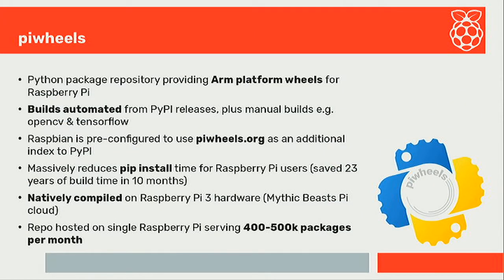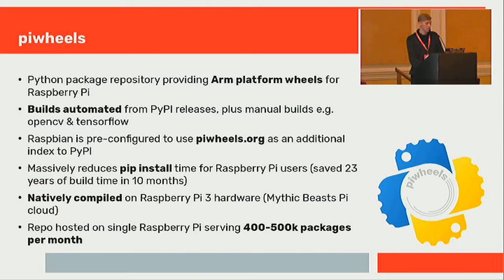Now, you may have seen me speak the other day about piwheels on the Lightning Talks. This is a Python package repository providing ARM platform wheels for Raspberry Pi. When you pip install a library on Raspberry Pi, you often have to build the C code from source, which takes a long time on the Raspberry Pi, because package maintainers were not able to provide ARM platform wheels for their packages.